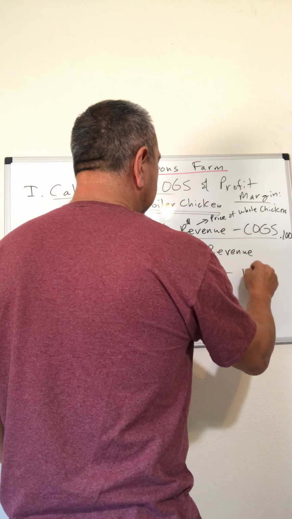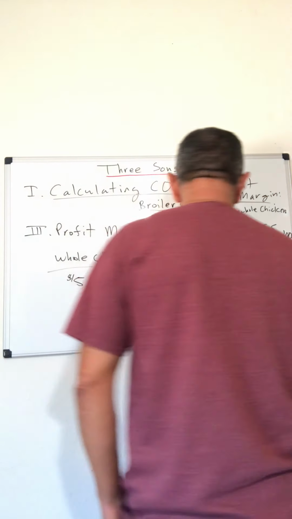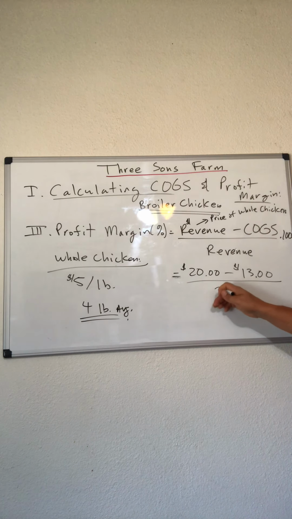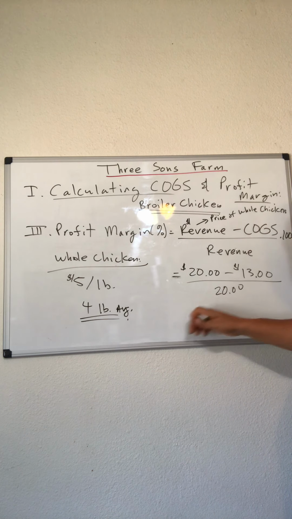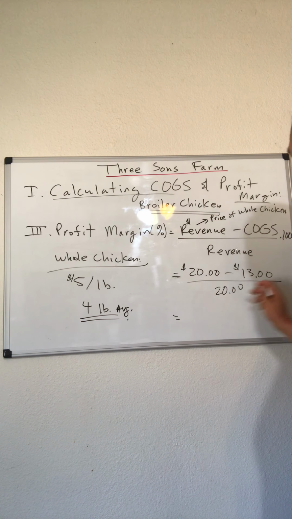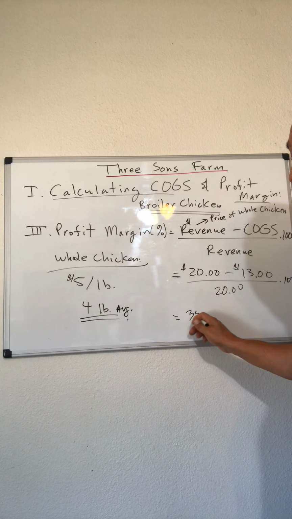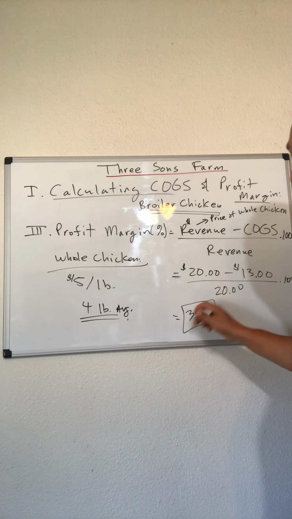The COGS we know was $13. And then we divide that by the revenue, $20. So I did that calculation earlier, and you get times 100, right, to turn it into a percentage. You get a 35% profit margin.